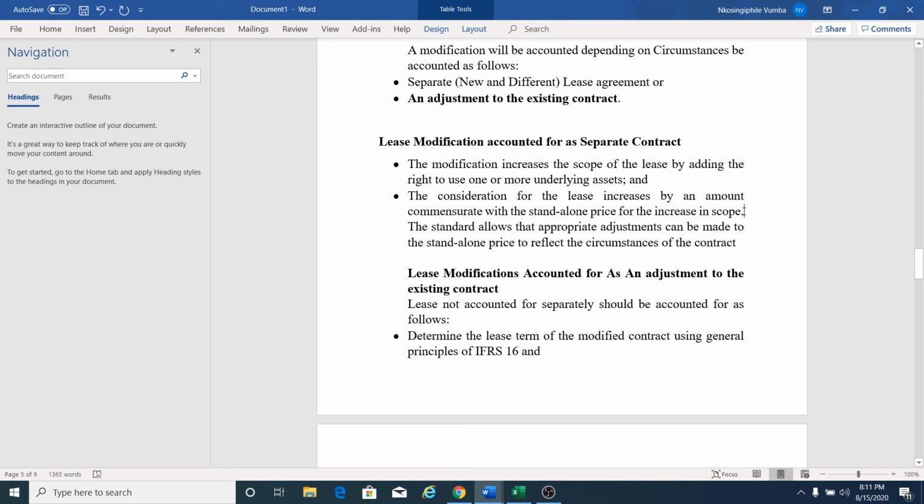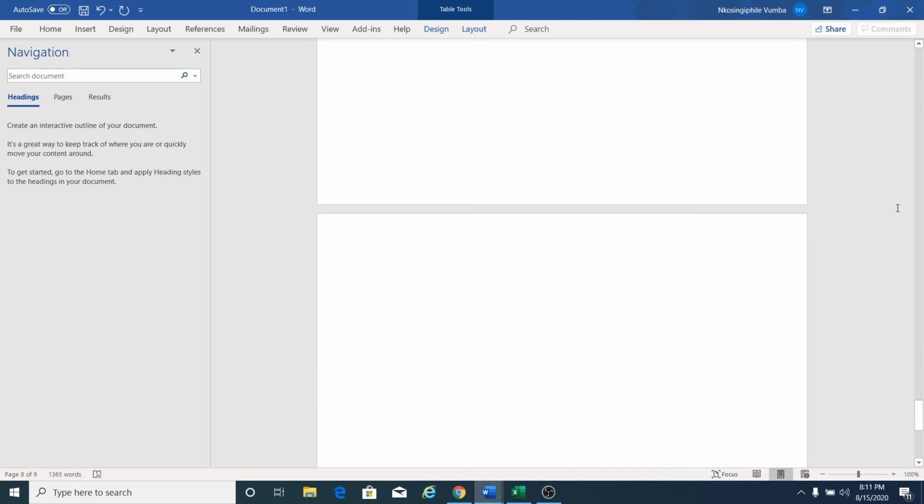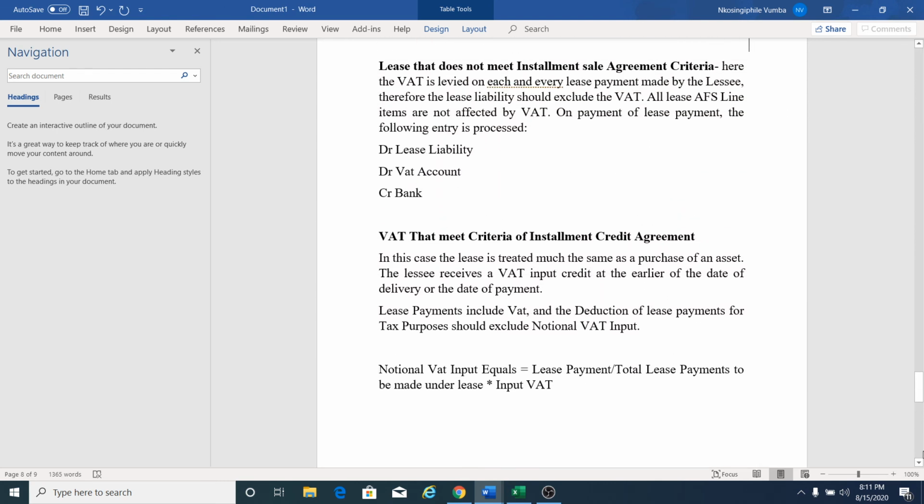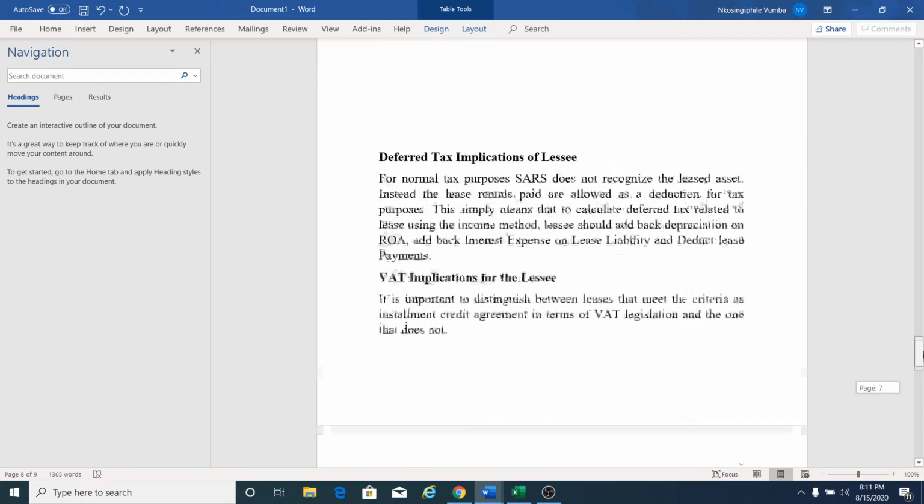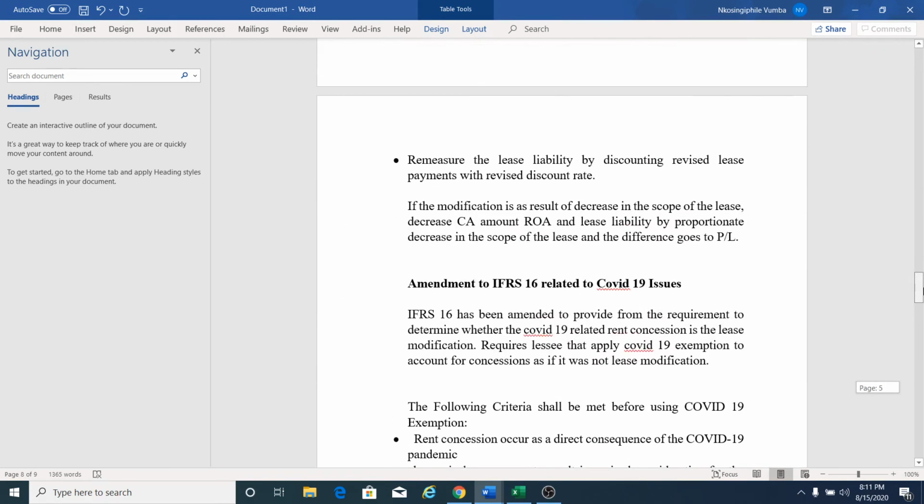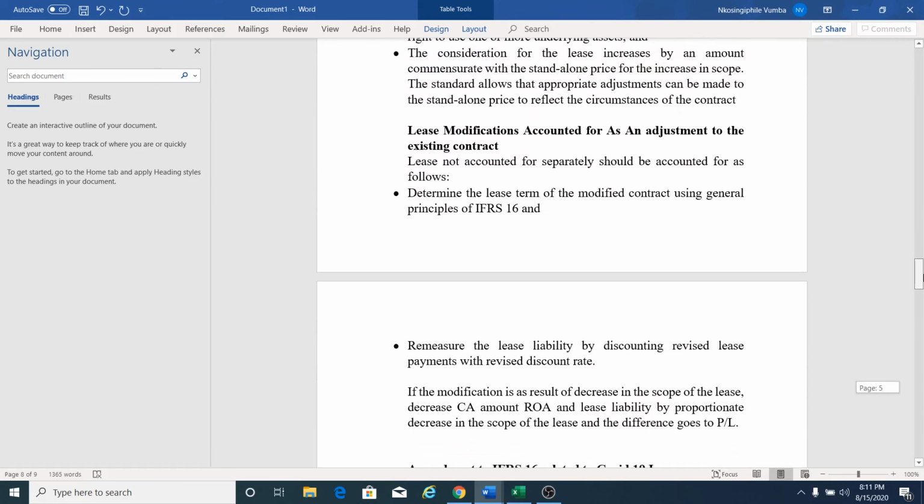So we were leasing one vehicle at 20,000 per month. Now we are adding a second vehicle, which means we're increasing the scope, also at 20,000 per month. What this means is that the standalone selling price is obviously also 20,000. So if that happens, you should account for that lease as a separate lease. I don't think you need to stress yourself more about this. You can just go and read it up in the standard, but that is what it says.